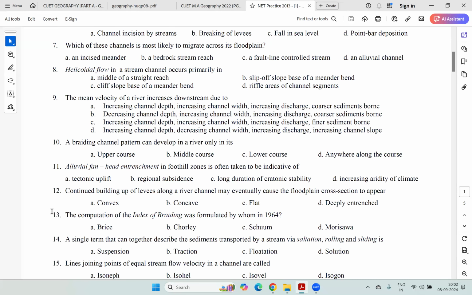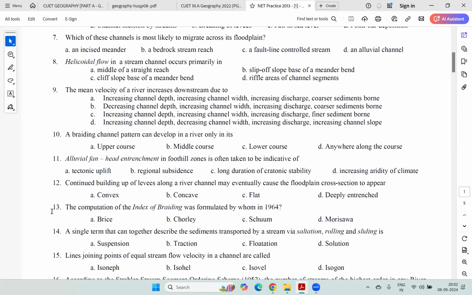Then, lines joining points of equal stream velocity. Lines joining points of equal stream velocity in a channel are called what? Isonef, isohel, isovel, or isogon? 15C, isovel, correct. Iso means equal velocity.